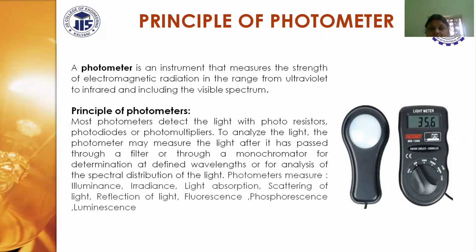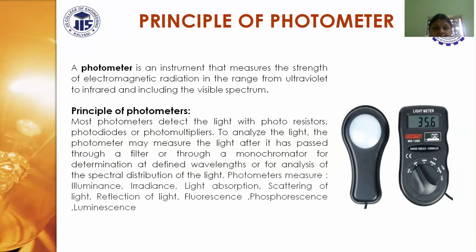Next, I am going to the photometer. What is photometer? Photometer is an instrument that measures the strength of electromagnetic radiation in the range from ultraviolet to infrared, including the visible spectrum. All of you know the range of visible spectrum. Generally, it is 400 to 780 nanometer.